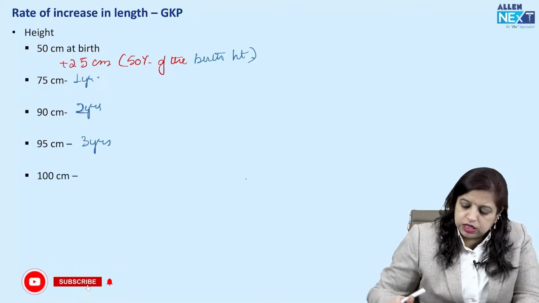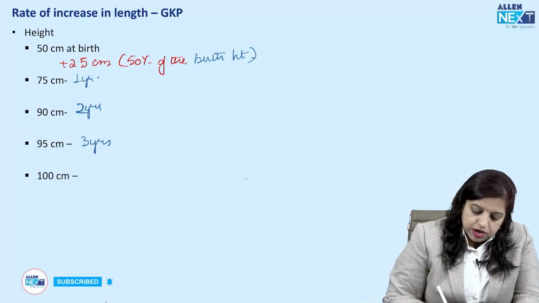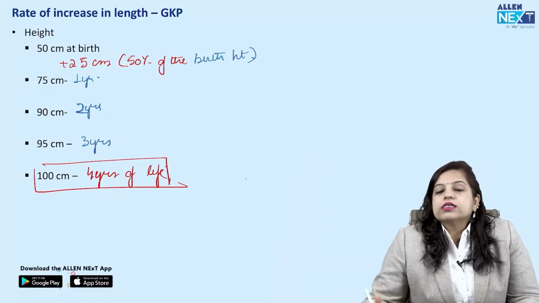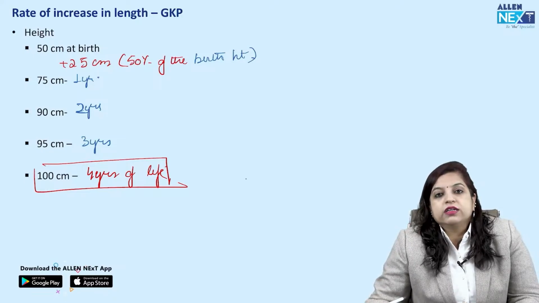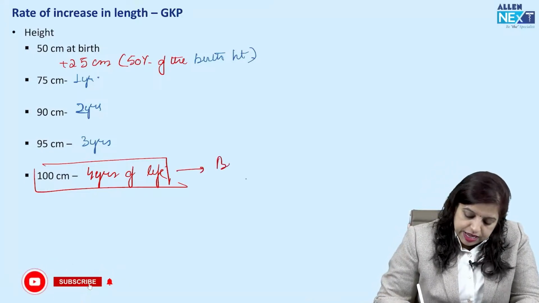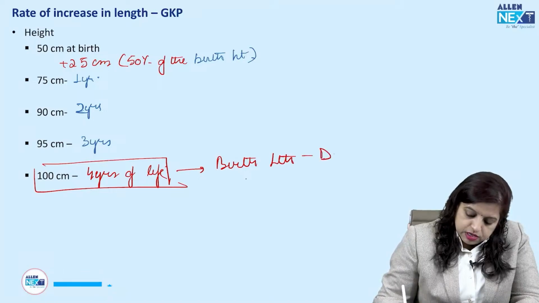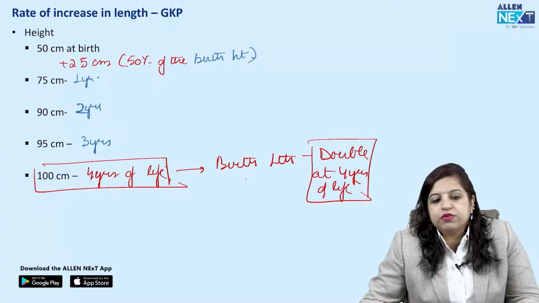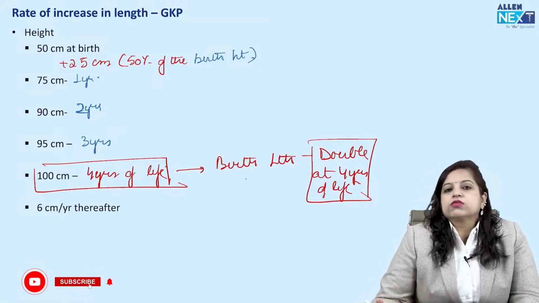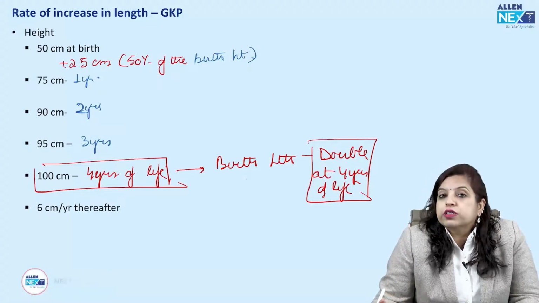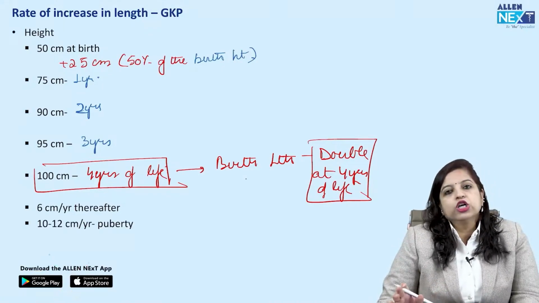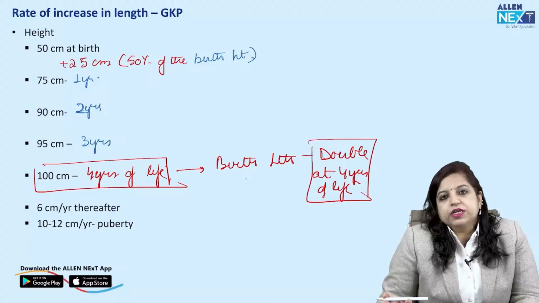And the most important thing is now coming, which you all need to remember, 100 centimeters at 4 years of life. So what question can come in exam is that when does the birth height or the birth length become double? So remember, birth length becomes double at 4 years of life. Remember that. Very, very important piece of information for your exam, right? And thereafter, the gain is around 6 centimeters per year. And of course, during the pubertal spurt, the height gain is almost double. That means around 10 to 12 centimeters per year during the period when the pubertal spurt is occurring, right?